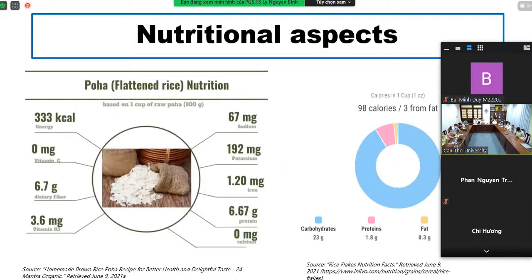These are the nutritional aspects of flattened rice. For 1 cup of raw poha, the energy is 333 kilocalories, vitamin C is 0 milligram, dietary fiber is 6.7 gram, vitamin B3 is 3.6 milligram, sodium is 67 milligram, potassium is 192 milligram, iron is 1.2 milligram, protein is 6.67 gram, and calcium 0 milligram. Again, calories in 1 cup of cooked poha will be 98 calories, with carbohydrates 23 gram, proteins 1.8 gram, fat 0.3 gram, and saturated fat 0.1 gram.